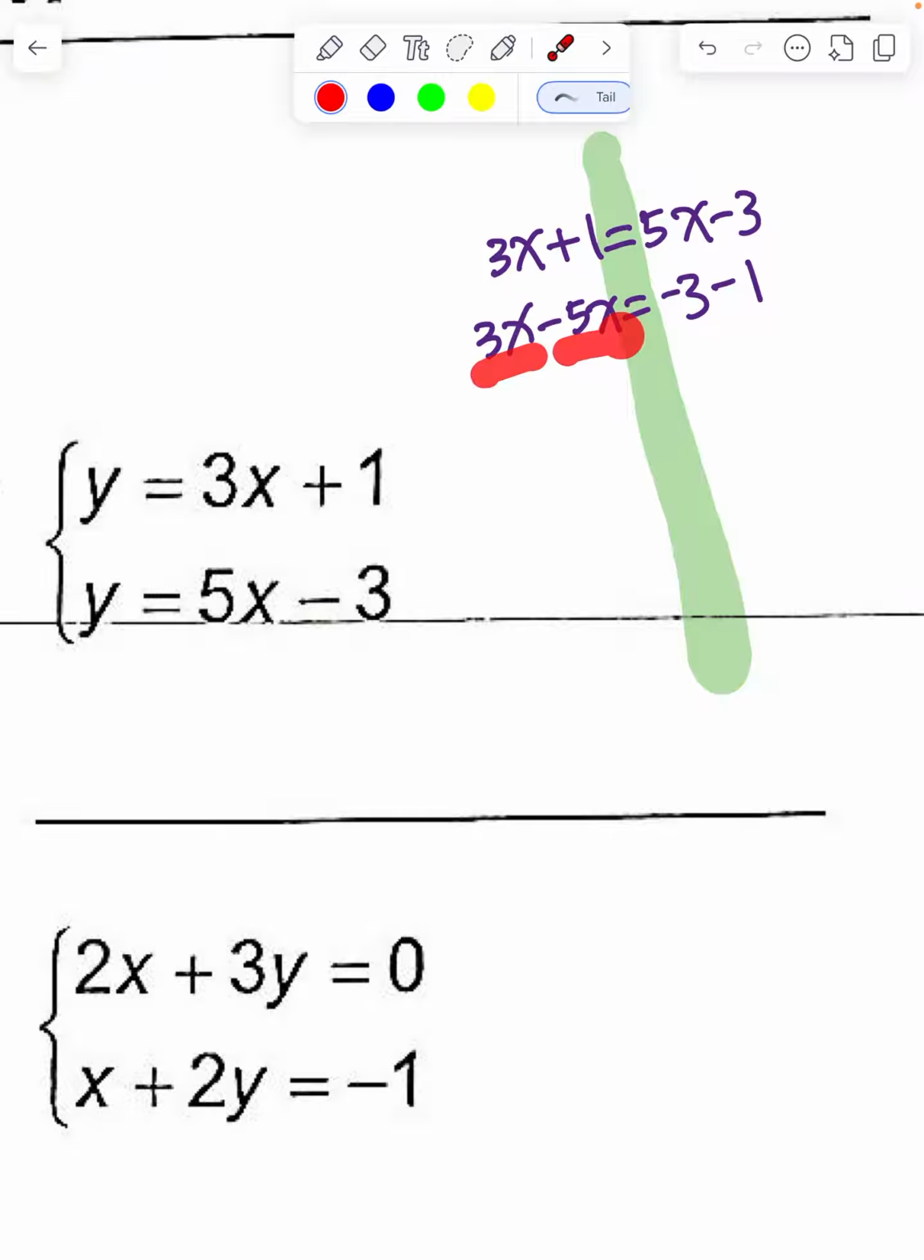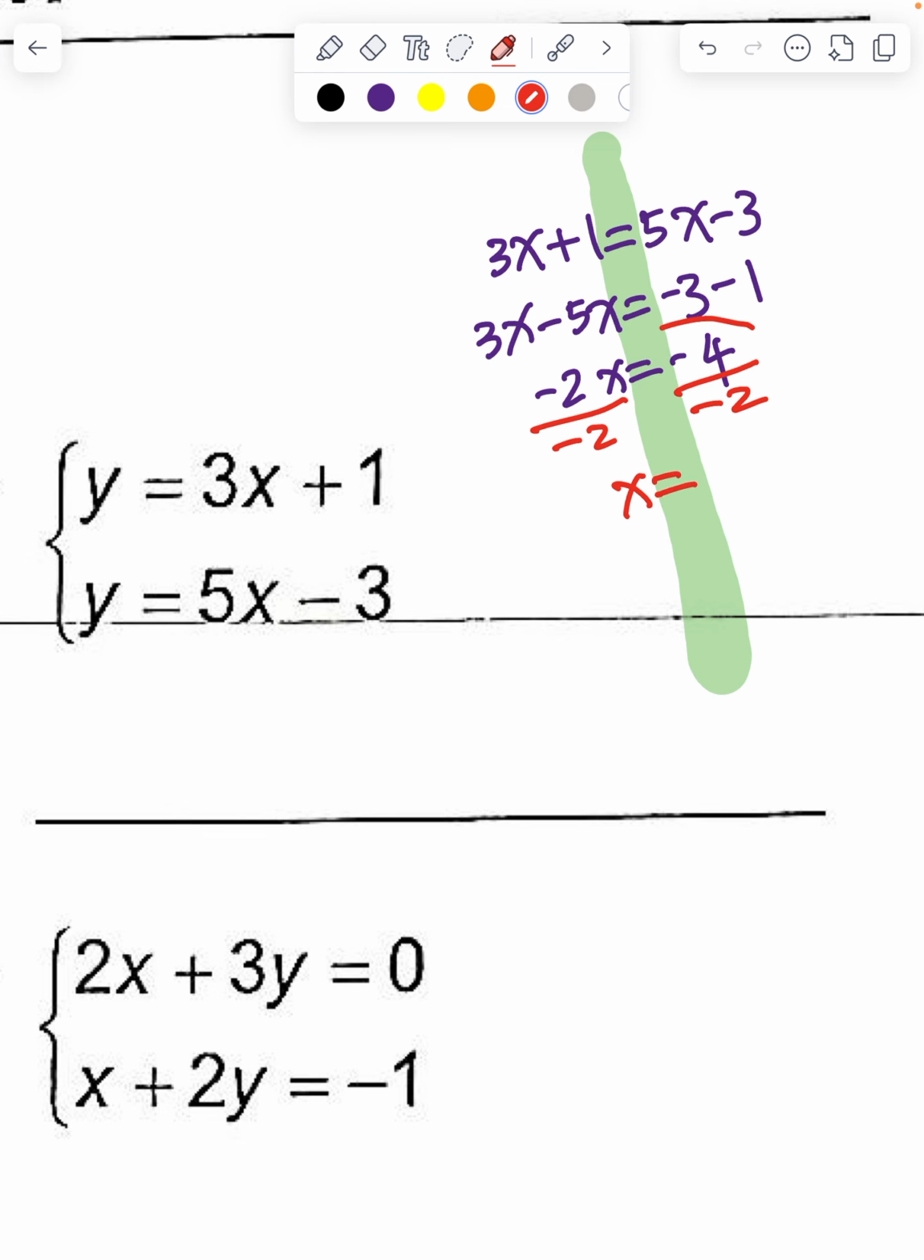3x minus 5x, so 3 minus 5 is negative 2. So negative 2x equals negative 4. Negative 3 minus 1: negative 3 and negative 1 are both negative, so we add the numbers together and keep the negative. Now negative 2 times x equals negative 4, so divide both sides by negative 2. Negative 2 cancels out, we only have x left. Negative divided by negative is positive. 4 divided by 2 is 2. So x equals 2.